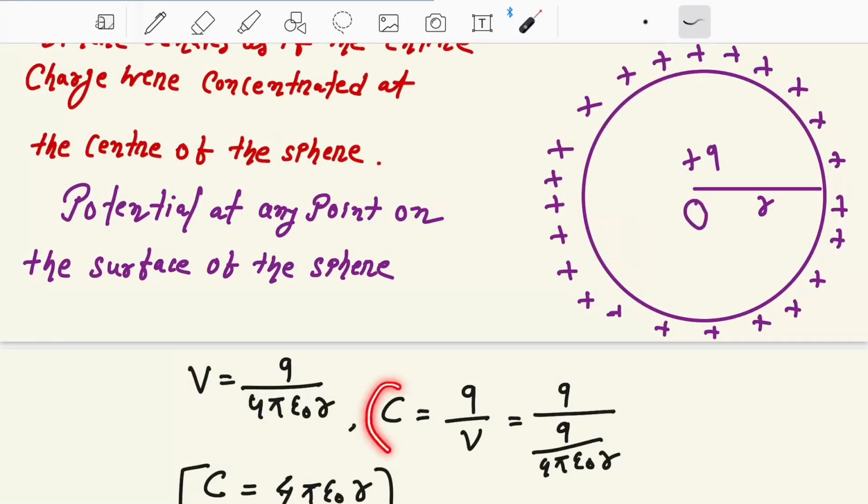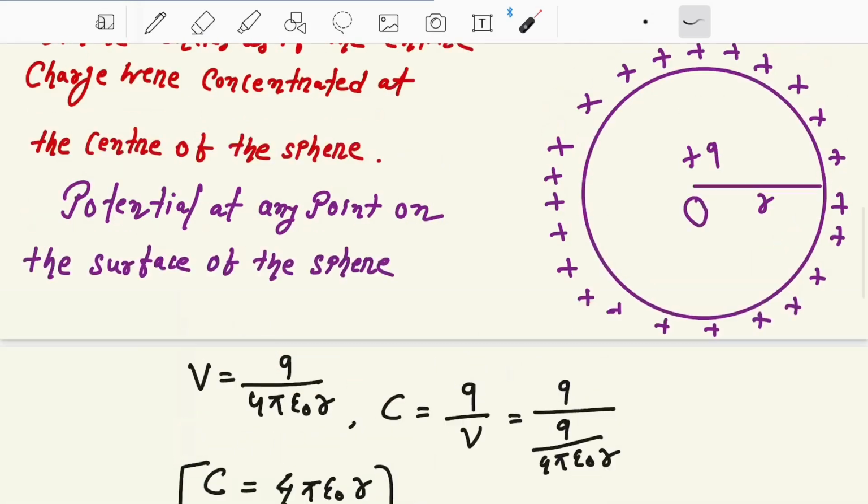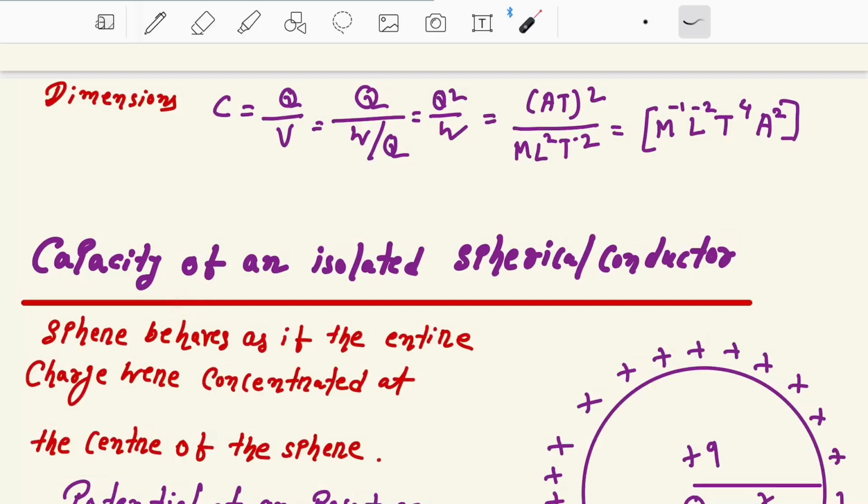Now what is the capacitance? Q by V, total charge by V. Just put the value of V here. Q gets cancelled and this term will remain. So C can be written as 4 pi epsilon R. From this, one thing is clear: in vacuum, C is directly proportional to the radius of the sphere. So that's all about the capacity of an isolated spherical conductor.